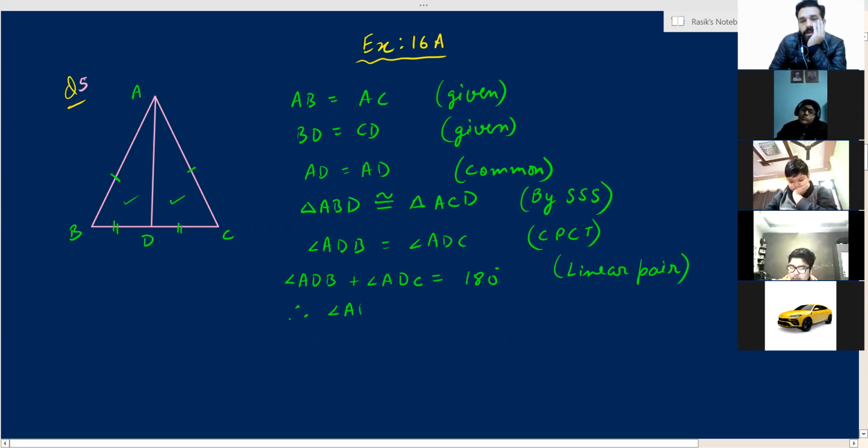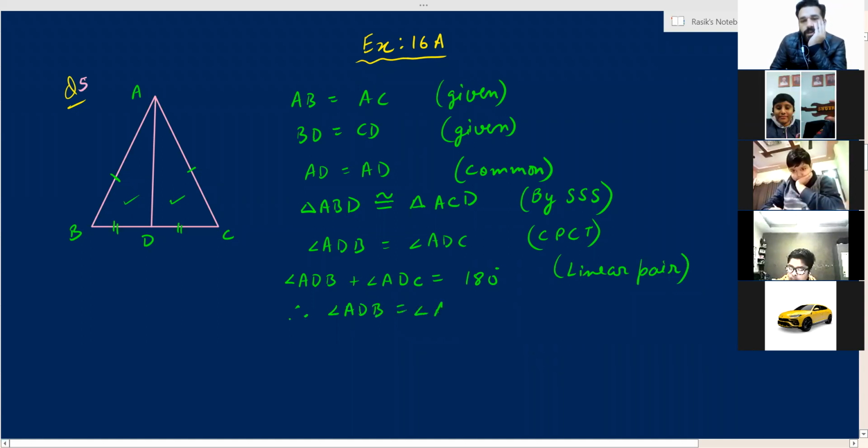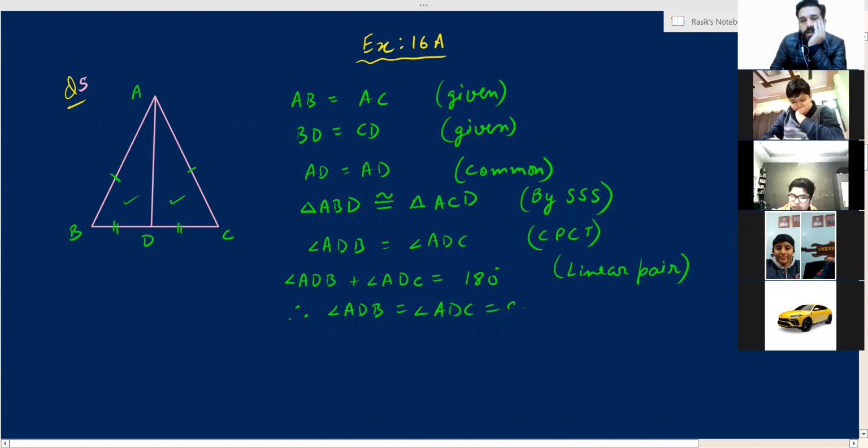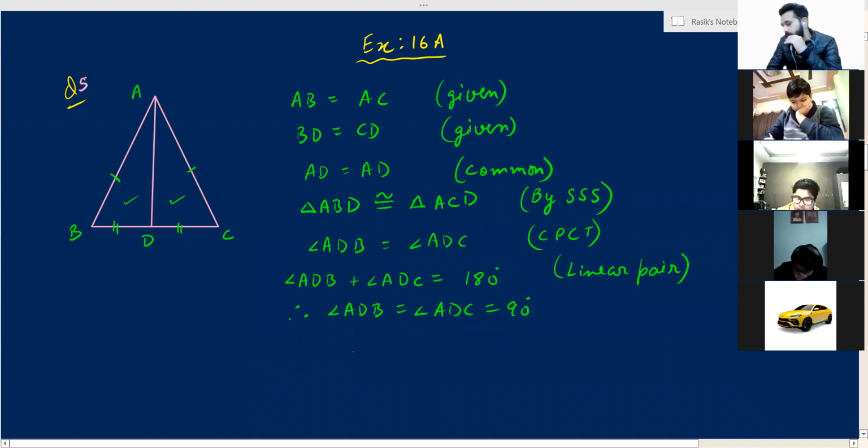Yes, sir. Angle ADB equals angle ADC equals 90 degrees. So the first part is proved.